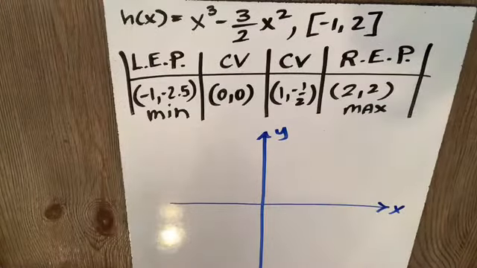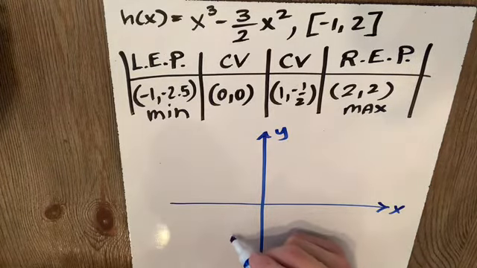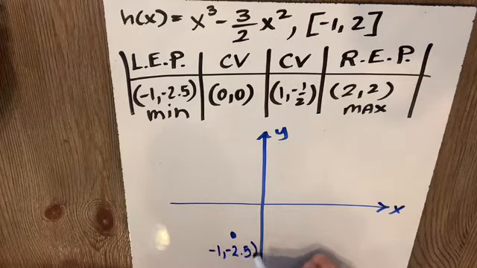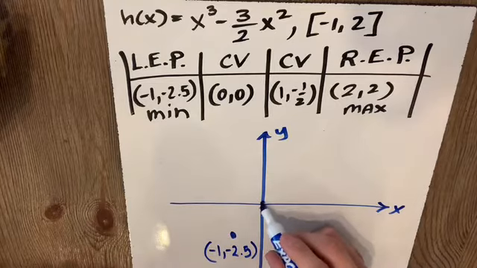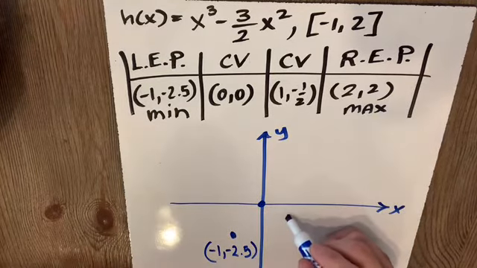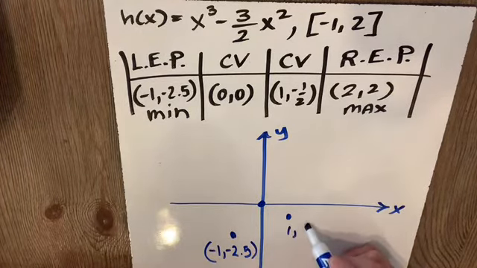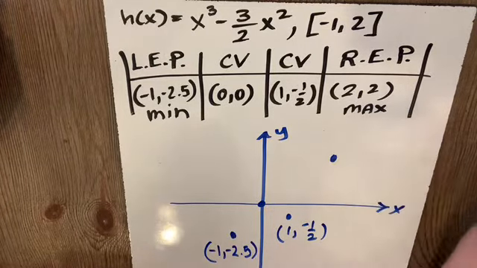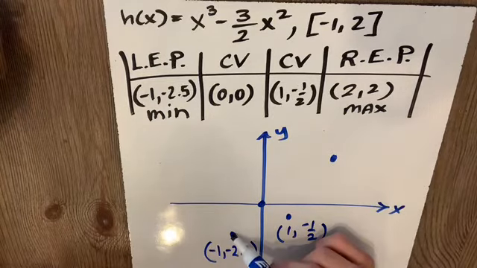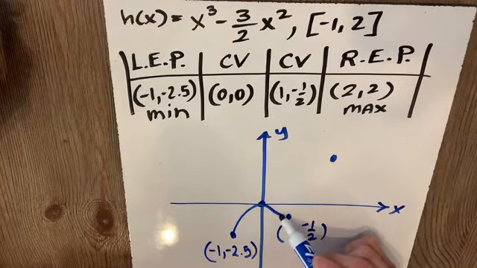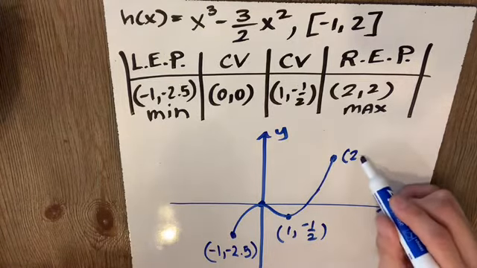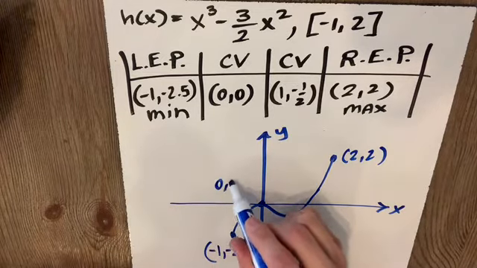So based on these values that we came up with, could we draw a sketch of this? Negative 1, negative 2.5. There's our minimum. We've got that point. Our critical value is 0, 0. Our critical value is 1, negative 1/2. And the critical value was 2, 2. So our graph is going to look something like this. Here is 2, 2, and here is 0, 0.